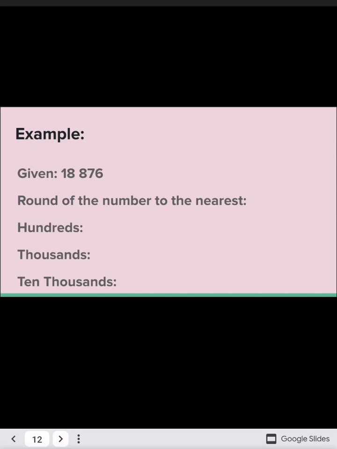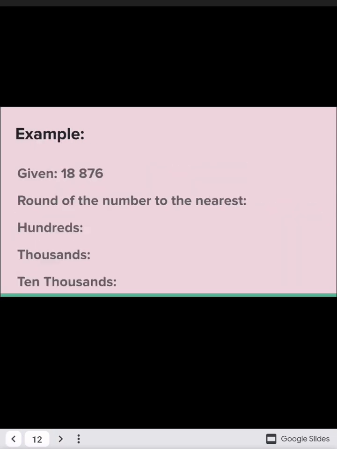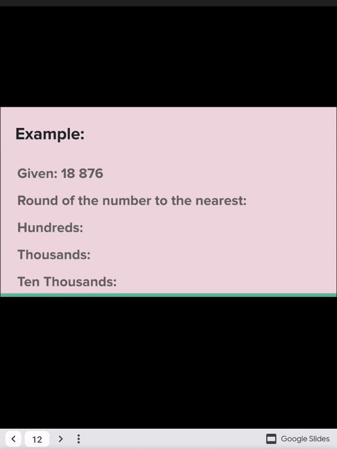The given number is 18,876. Round off to the nearest hundreds, thousands, and 10,000s. So our number is 18,876. Okay, the solution will be we locate the digit to be rounded off. Now, we are going to locate the hundreds place. The number in the hundreds place is 8. The number in the thousands place is 8 also.